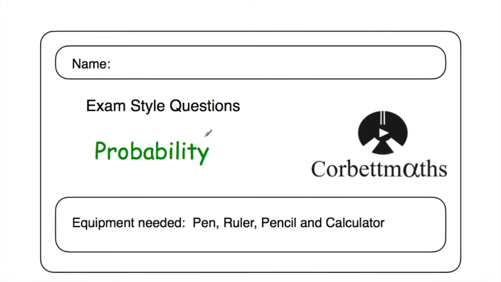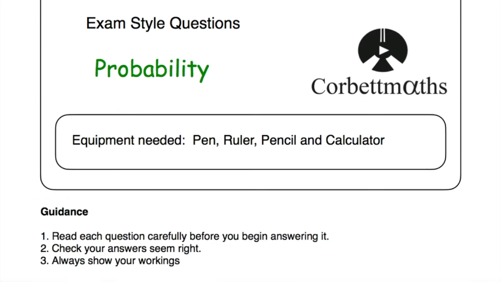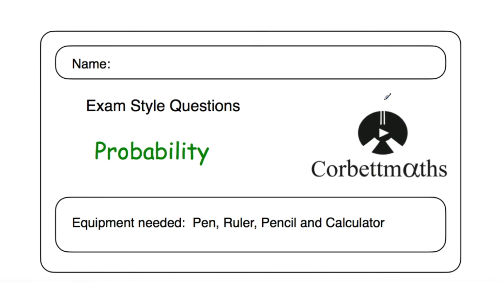In this video, we're going to look at the video solutions to the Corbettmaths practice questions on probability. If you need any extra help in probability, go to Corbettmaths, then the videos and worksheets section, and watch video numbers 244, 245, 250 and 251. There are dedicated video tutorials there on probability. Alternatively, you could scan this QR code. But in this video, we're going to focus on the video solutions to the practice questions, so let's get started.